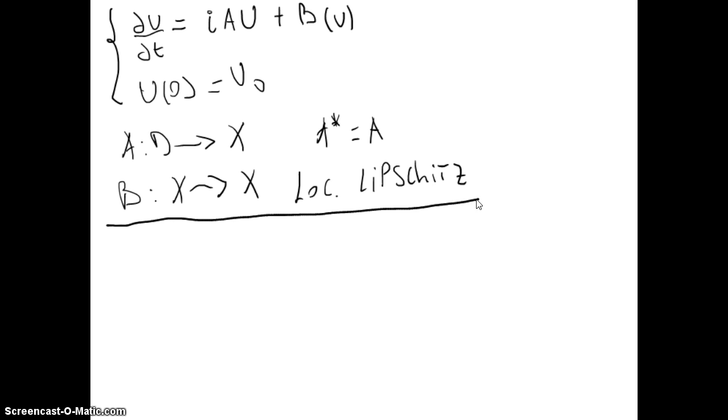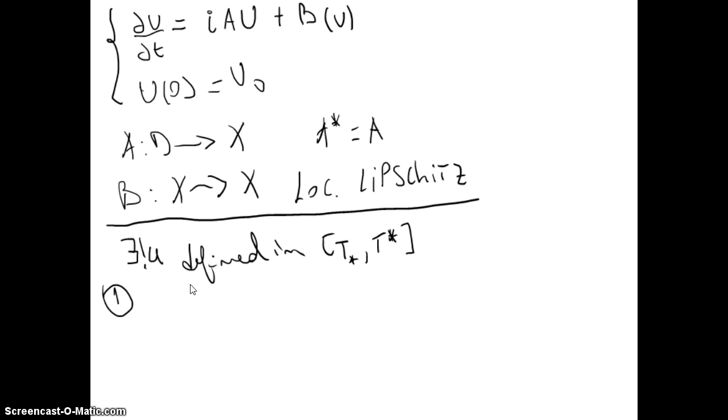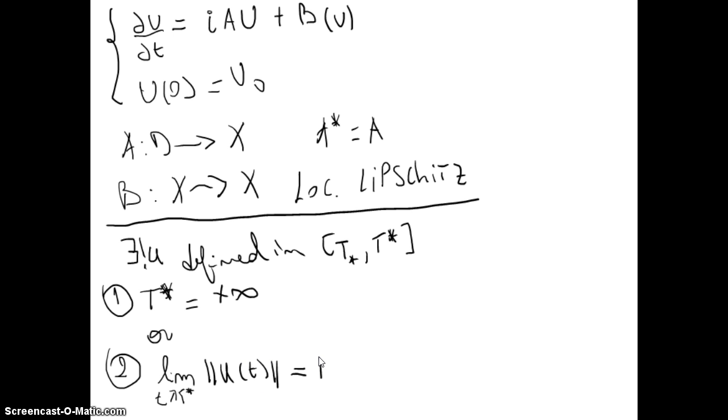So we will have that the problem has a unique solution u, defined in, let's say, [0, T*). And one of these two things can happen: either T* is plus infinity, or the limit when t goes to T* of the norm of u(t) is equal to plus infinity.